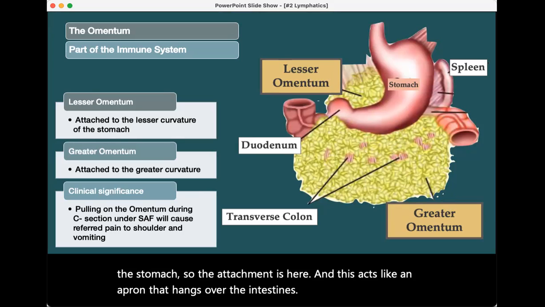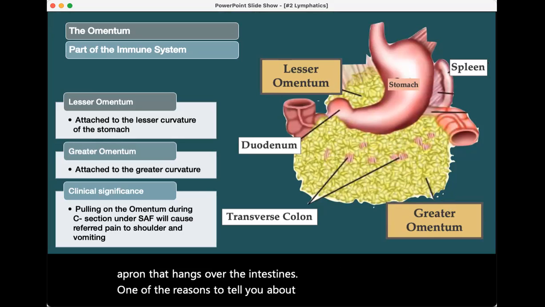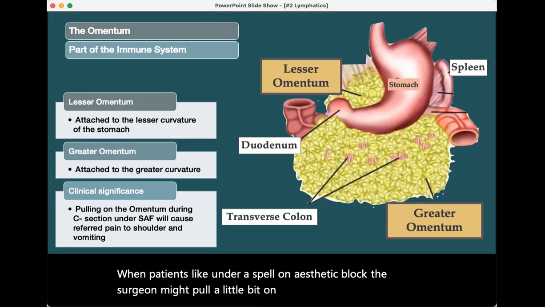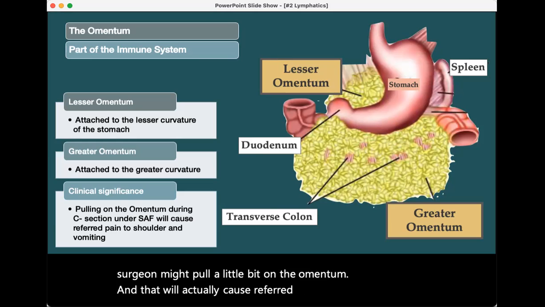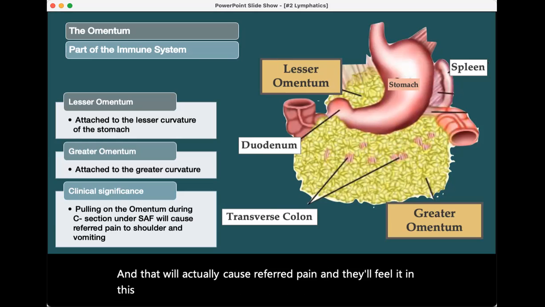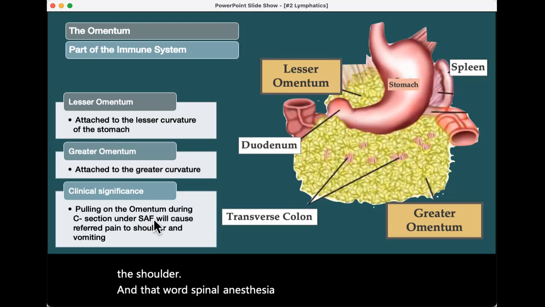One of the reasons to tell you about this is that during C-sections, when a patient is under a spinal anesthetic block, the surgeon might pull a little bit on the omentum, and that will actually cause referred pain, and they'll feel it in the shoulder. And that word, spinal anesthesia block, that should be a B.